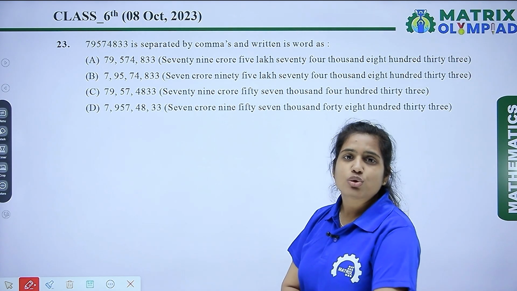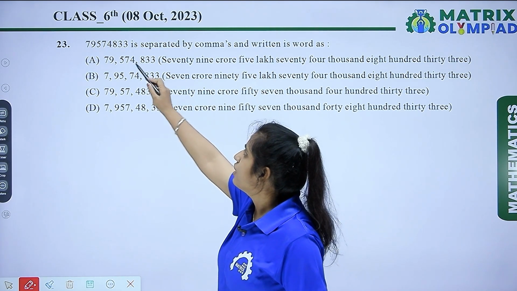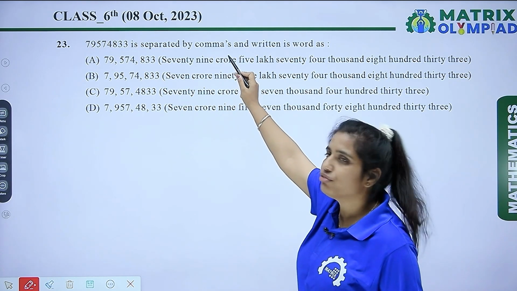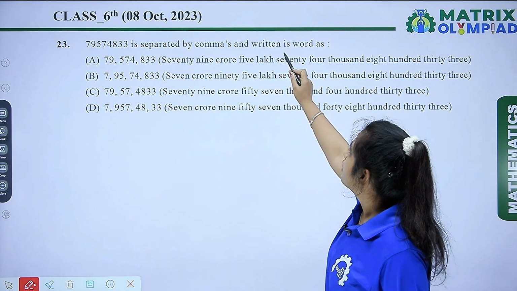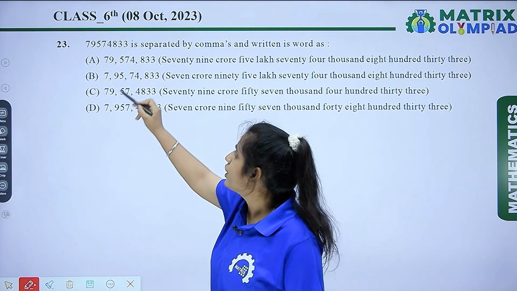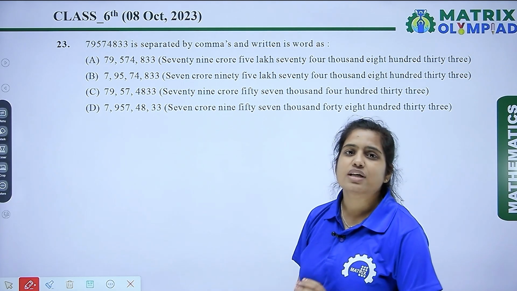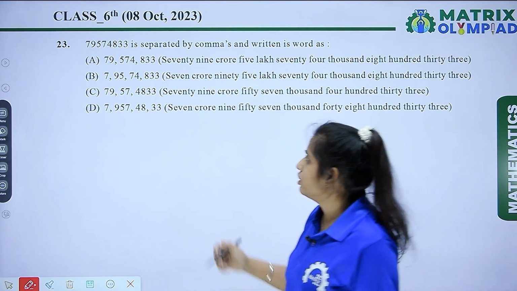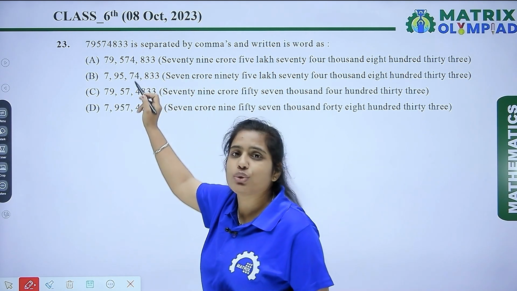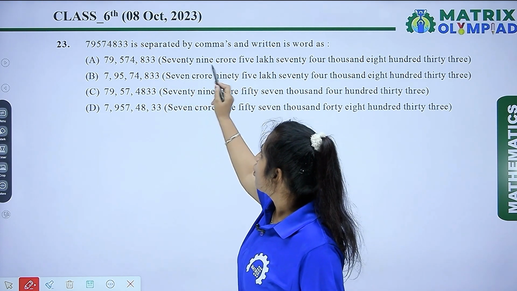Now let us begin with question number 23. In this question, we have a number and we have to separate this number with the help of commas and then write that number in word formation. So here, in option A, let's check whether the commas are correctly placed or not. In this option A, the commas are placed according to the international system. Now let's check the word formation.